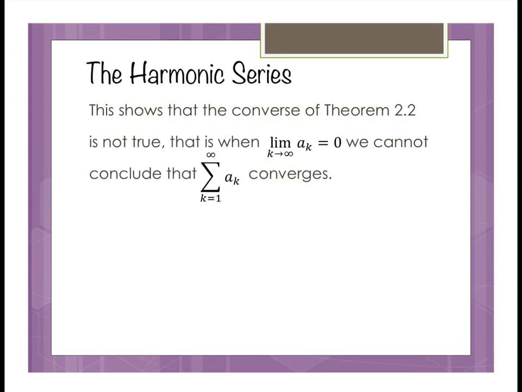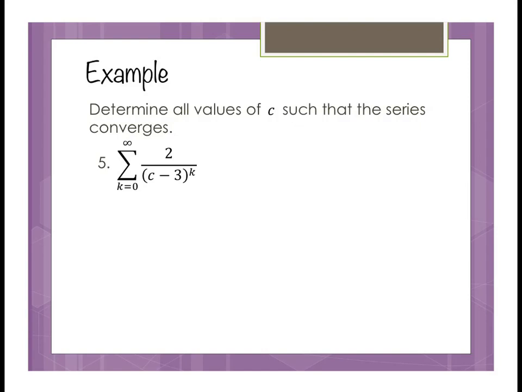But in general, what this is telling us about the harmonic series is that the converse of theorem 2.2 isn't true. That is, if we have the limit going to 0, we don't know for sure that the series converges. Okay, that's what that example actually shows us. All right, we're going to do one more example. On this example, we're going to take the information in a little bit different order.